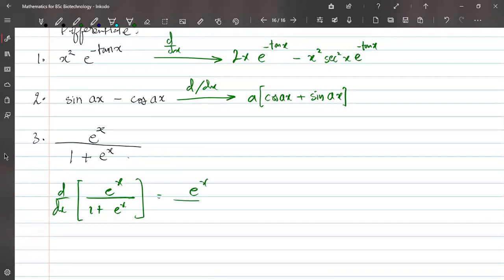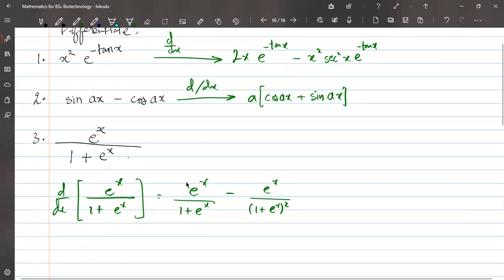So e to the x by 1 plus e to the x, minus e to the x by 1 plus e to the x square. I'm taking this as u. So u dash v, v being 1 by 1 plus e power x, plus uv dash. So u v dash is obviously, there is an additional e power x. V dash is derivative of 1 by 1 plus e power x, which by chain rule is minus e power x by 1 plus e power x the whole square.